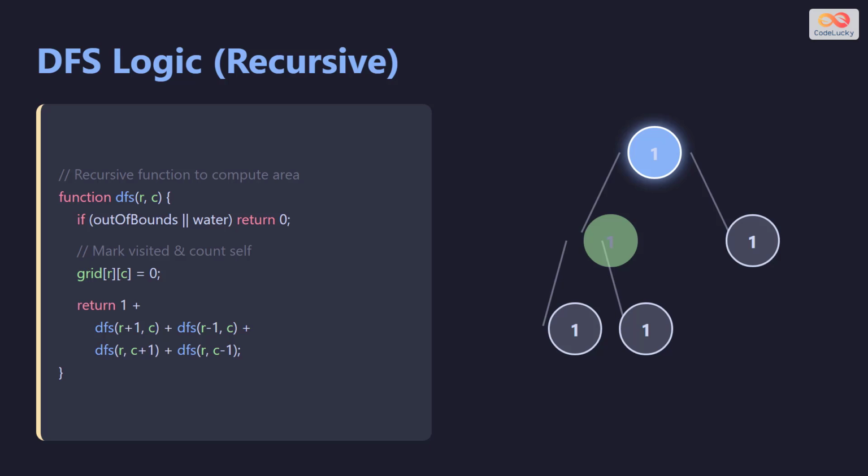Let's look at the logic for depth-first search, or DFS. We can write a recursive function that takes a row and a column index. If the current position is out of bounds or is water, we return 0. If it is land, we mark it as visited so we don't count it twice. Then, we return 1 for the current cell, plus the results of recursively calling the function on all 4 neighbors.